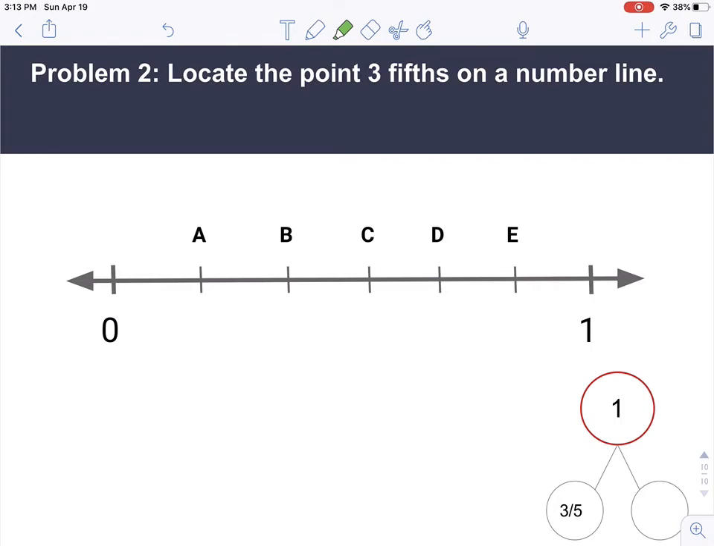So from 0 to A, 1/5, 2/5. So 1/5, 2/5, 3/5. That's where that goes, 3/5. So if a question was asking me what letter is where 3/5 is, I would say it's at C.